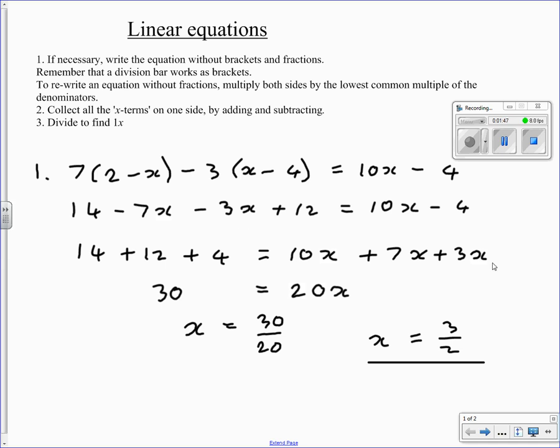I want to get rid of the minus 7x on the left-hand side. I have to add 7x to the left-hand side. So I add 7x to the right-hand side. Then collect like terms, and then in this case divide by 20 to find 1x.